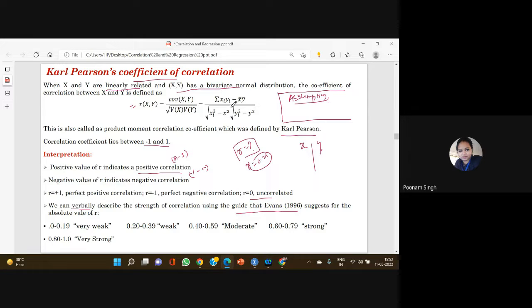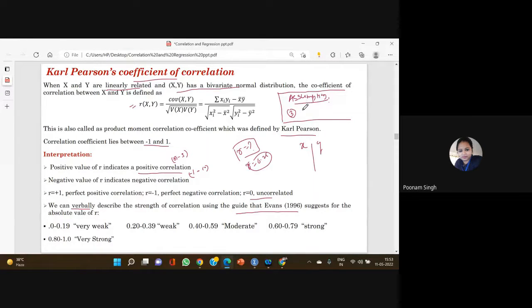And the third one is interval or ratio scale, which means your variables should be measured on interval or ratio scale. Then only you can use the Karl Pearson coefficient of correlation. So if these three assumptions are not being met, then what happens? As I told you, we can use the Karl Pearson coefficient of correlation when these three assumptions are being met. Means if they have a bivariate normal distribution, are linearly correlated, and are measured on interval or ratio scale, then we can use this coefficient of correlation.